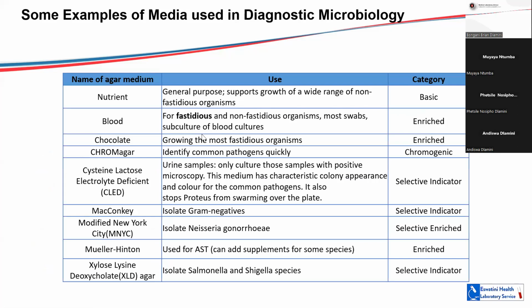I'm not sure where I got cut off, but I was saying we also have the Mueller-Hinton agar, which we use for our antimicrobial sensitivity testing. For some species, you may need to add some supplements as they have special requirements. I made an example of Streptococcus pneumoniae, which may require that you enrich the media with some sheep blood. We also have the XLD agar, which is a selective indicator media for Salmonella and Shigella species.